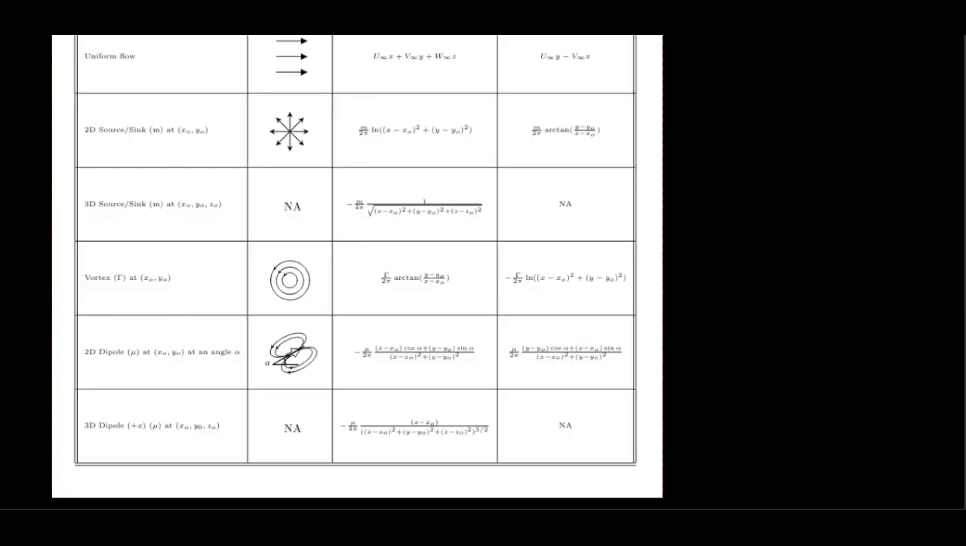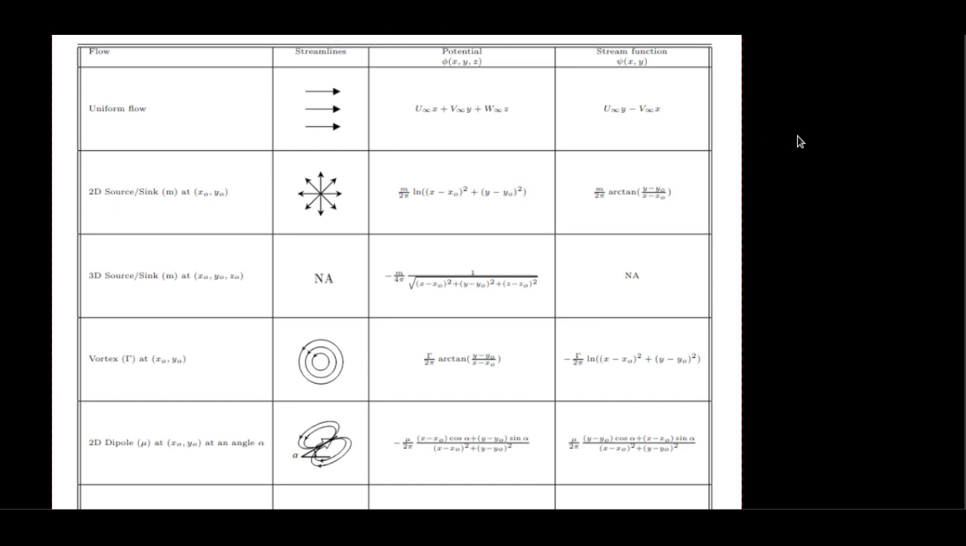Therefore, for a two-dimensional source or sink, we have the potential function as this. I think this is pretty small, so let me see if I can enlarge it even more. Yeah, I think that will be better now. So what do we have? For the source, it is m by 2 pi ln of the square root of (x minus x naught) whole square plus (y minus y naught) the whole square. Your m denotes the source strength.